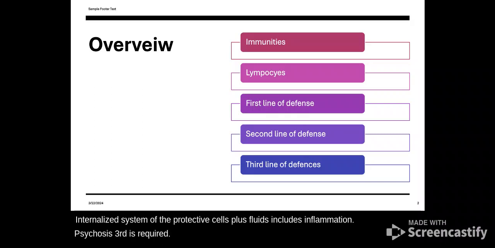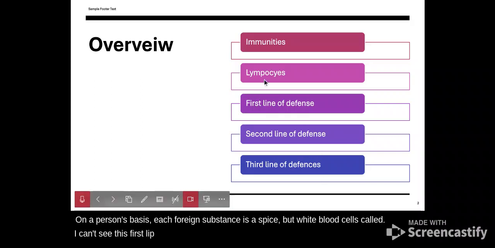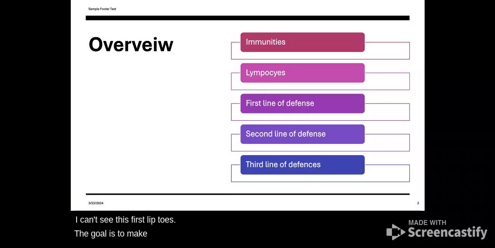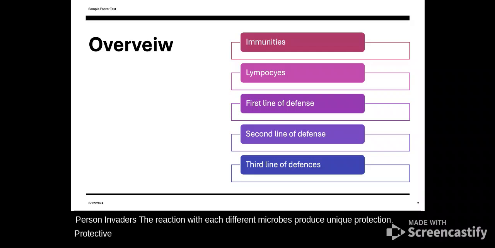The third line is acquired on an individual basis, as each foreign substance is faced by white blood cells called, I can't say this word, lymphocytes. The goal is to make lymphocytes that adapt to each person's invaders, reacting with each different microbe to produce unique protective substances and cells. The common parts of the microbe, as seen again, provide long-term immunity.